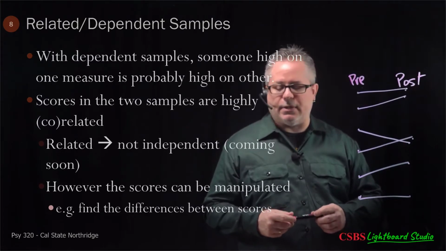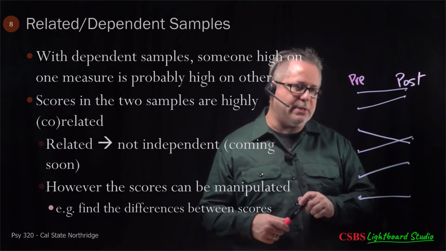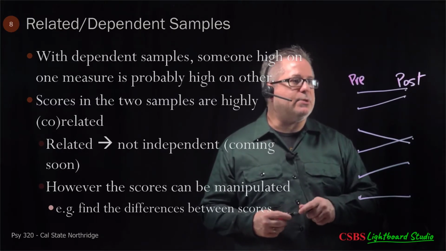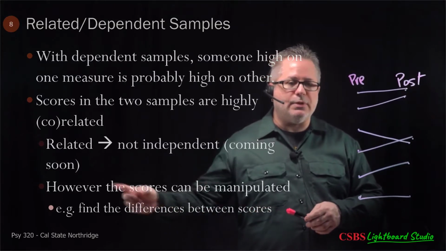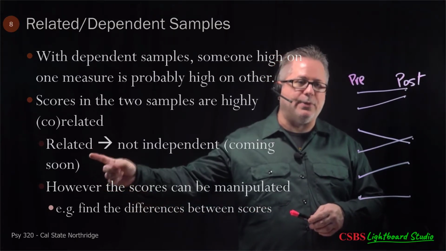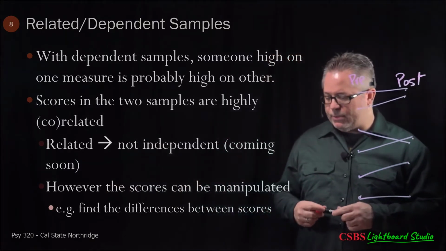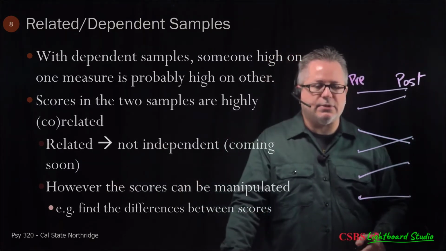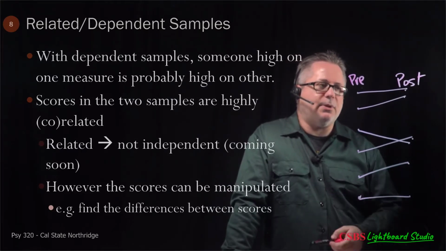The next topic, which is probably more useful and gets used more often as a research design, is a little more complicated to analyze. We're going to address this independence issue when we come to the independent samples t-test in the next section. However, because the scores are related, we can manipulate them.